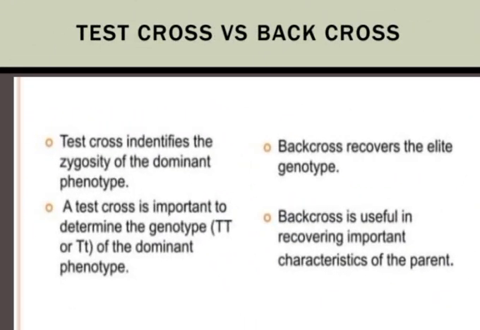Test cross identifies the zygosity of the dominant phenotype. Back cross recovers the elite genotype. A test cross is important to determine the genotype, capital T or small t, of the dominant phenotype. Back cross is useful in recovering important characteristics of the parent. So a test cross is done to check whether the parents are heterozygous or homozygous, and a back cross is done to recover some important genotype.